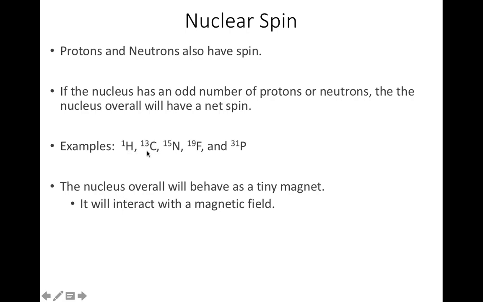Most carbon is carbon-12. That has 6 protons and 6 neutrons. So carbon-12 does not have a net nuclear spin, but carbon-13 with 6 protons and 7 neutrons does have a net spin. And these are some other elements that have net nuclear spins. And so in these cases, when I have an odd number of protons or neutrons, the nucleus overall will behave like a tiny magnet. And that means it will interact with the magnetic field.